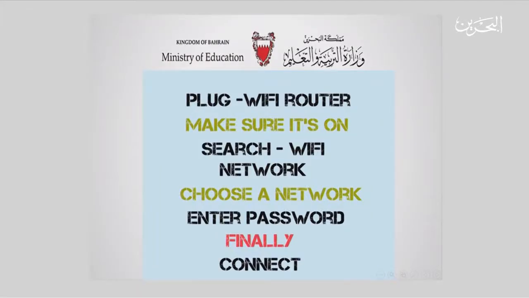So, plug in the Wi-Fi router. After that, we have to make sure that it's on and it's working. We need to search for the Wi-Fi network. We have to choose a network. We have to enter the password. Finally, the last stage is to connect with the network that we have already searched for.